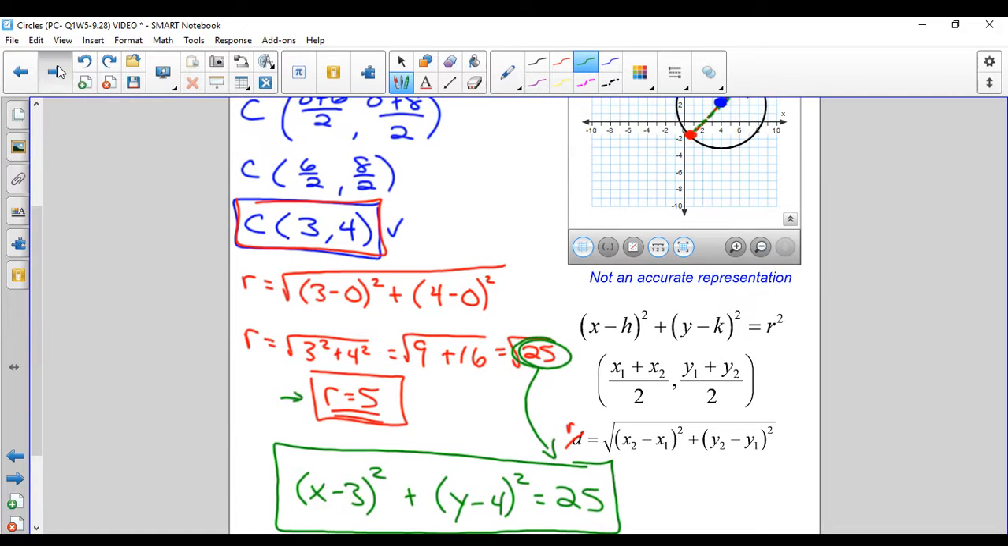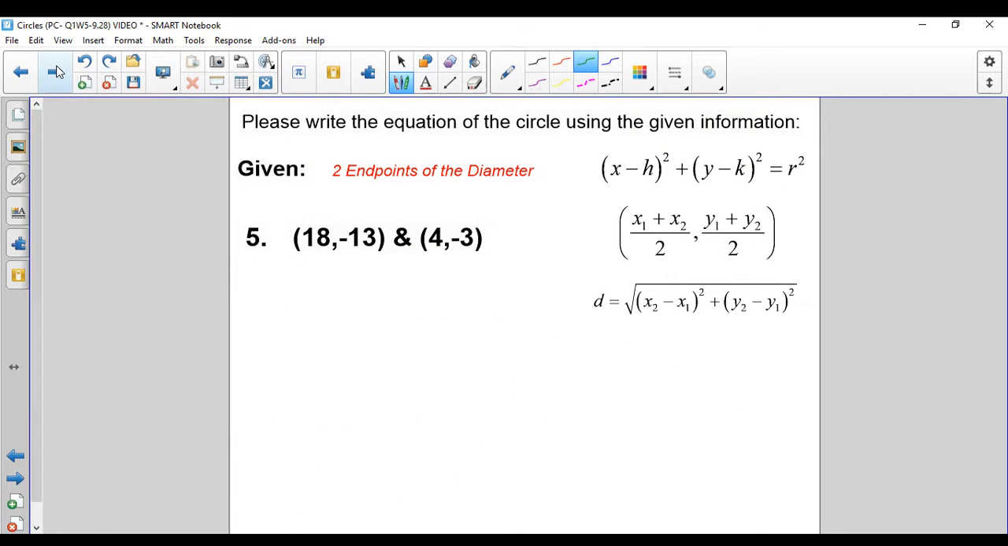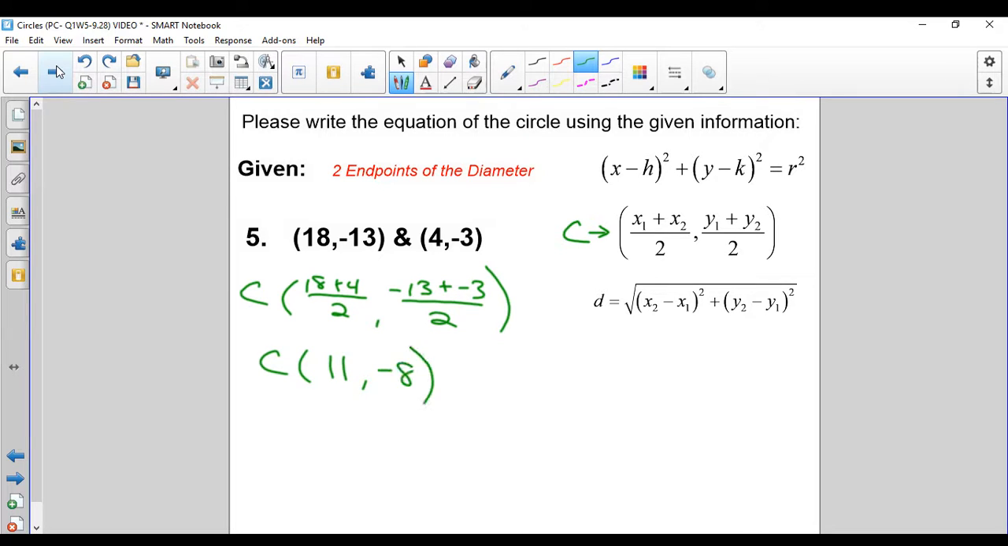All right, let's check out another one. All the formulas are there. So find the radius, or so the center first. Find the center first, which is the midpoint. So the center, 18 plus 4 over 2, negative 13 plus negative 3. Signs don't change. Over 2, center ends up becoming 11, negative 8. That is my center.